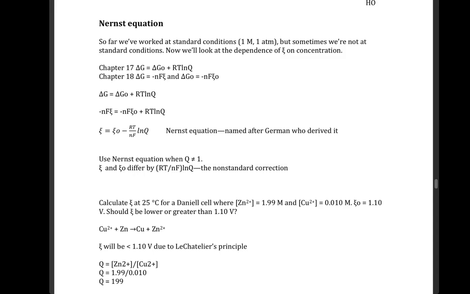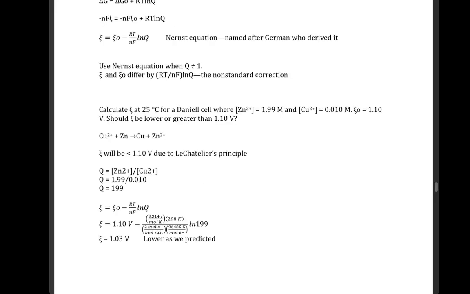Alrighty, so we have delta G equals delta G naught plus RT ln of Q, which is negative NFE equals negative NFE naught plus RT ln of Q. Solving just for the potentials, we have the potential is equal to the potential at standard conditions minus RT over NF ln of Q. This is called the Nernst equation, and we use it when we don't have standard conditions.